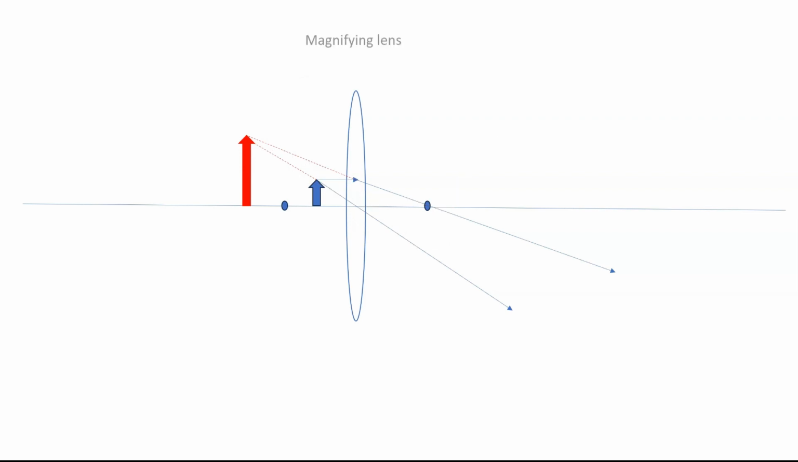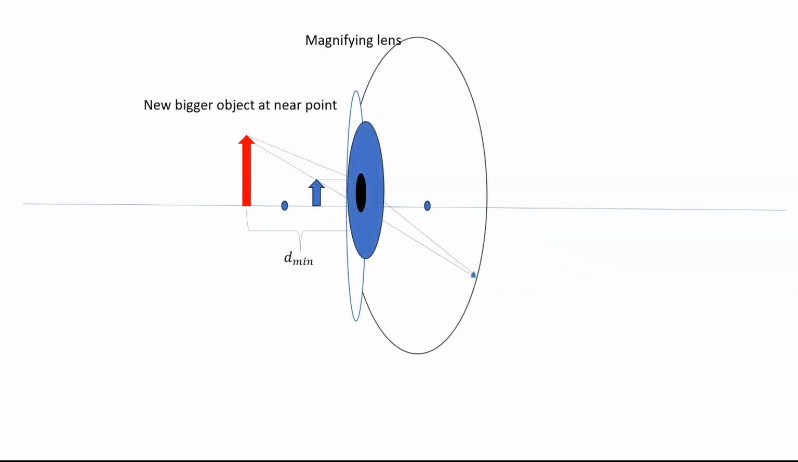Okay, this is called a magnifying lens. This is actually what a magnifying lens does. It allows you to hold an object closer than your near point to create a larger object that your brain thinks is at the near point. So look, you started with a small object. You ended up with a big image that is at your near point, so it's in focus.